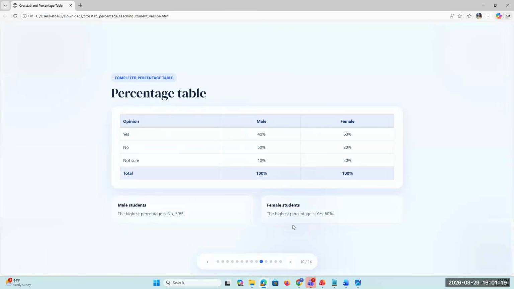So in this instance, does our answer correspond to what we just said? Yes. So we had the 40, 50, 10, right? So our answer corresponds exactly with what we said.